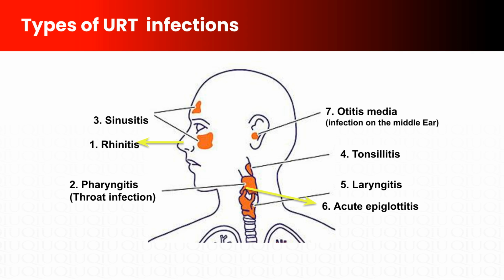Laryngitis is inflammation of the larynx. Patients with laryngitis typically present with hoarseness or loss of voice. Acute epiglottitis is a potentially life-threatening condition involving inflammation of the epiglottis, the cartilage that covers the windpipe during swallowing. Finally, otitis media is infection of the middle ear space. While anatomically the ear is separate, it's connected to the upper respiratory tract via the eustachian tube, which is why ear infections often accompany upper respiratory infections. Understanding these different types is crucial, as each has specific causative organisms and clinical presentations.